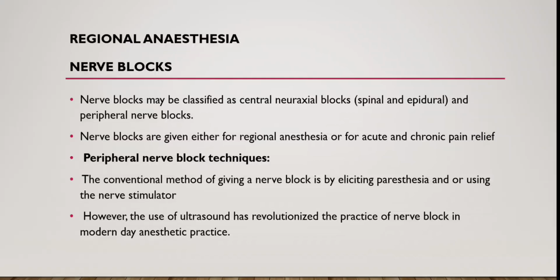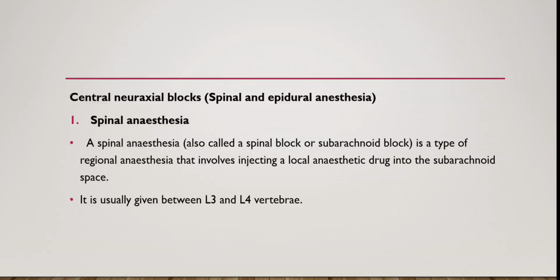Next, we are going to see about peripheral nerve block techniques. The conventional method of giving a nerve block is by eliciting paresthesia and or by using a nerve stimulator. But in modern days, the use of ultrasound has been practiced in every hospital. The next one is central neuraxial blocks.